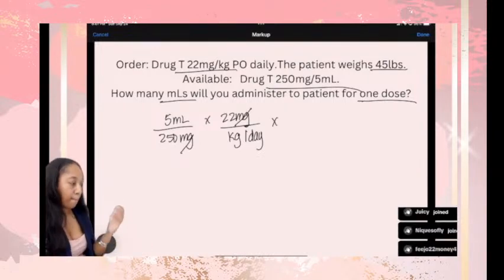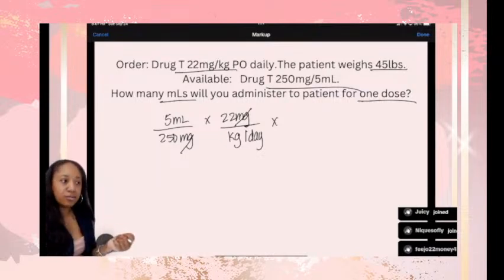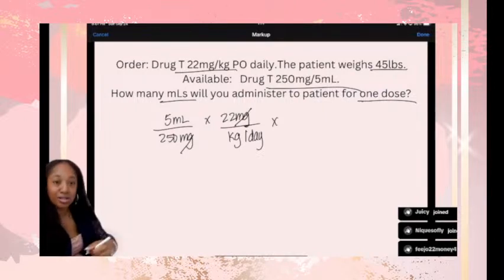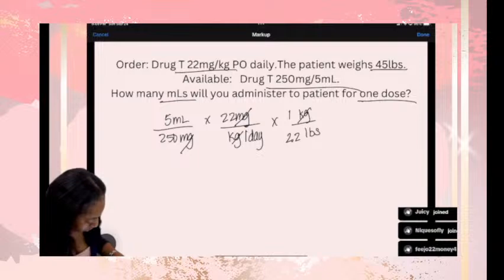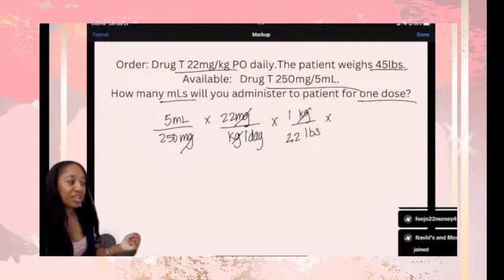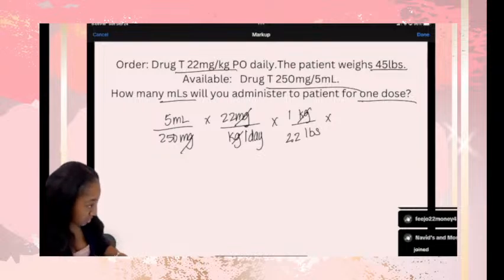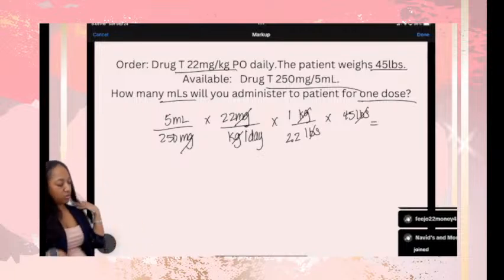So now we have kilograms at the bottom, and we have our patient's weight, which is that first P, but in this case it's the last one, and it's in pounds. So we can't put pounds on top and cross it out with kilograms, can we? You're going to have to add a conversion right here. So kilograms at the top, pounds at the bottom. 1 kg is 2.2 pounds. Now you can add your patient's weight in pounds at the top because the pounds will cross out, okay? So 45 pounds. Boom, boom. All right? So now we're ready.